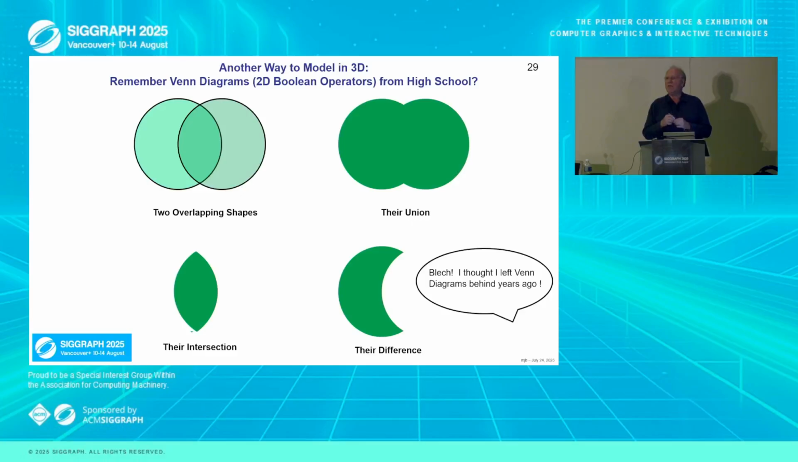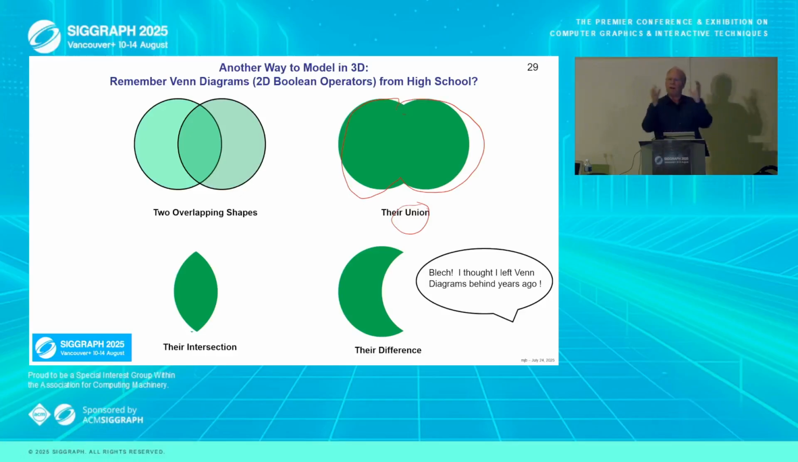Here comes another way of modeling in computer graphics. Now, you all probably had Venn diagrams in high school, right? Oh no, trigger warning, high school. But they worked like this, it was set theory. You had two circles, and if you did a union, it left you with just the outer shell.